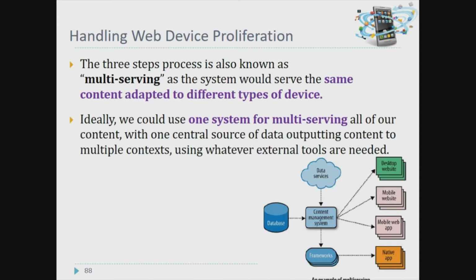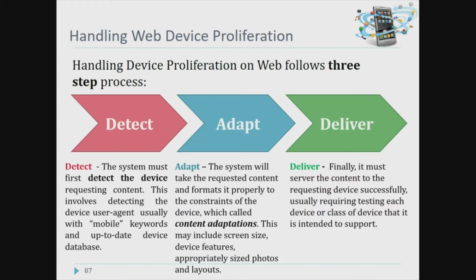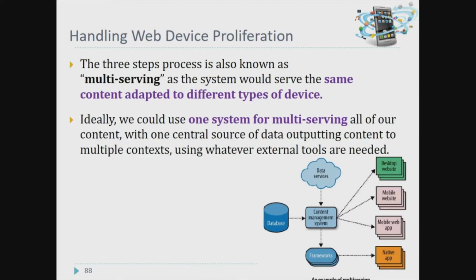So in handling web device proliferation, you must follow the 3 steps: detect, adapt, and deliver. Detect, adapt, and deliver. Those are the 3 steps.